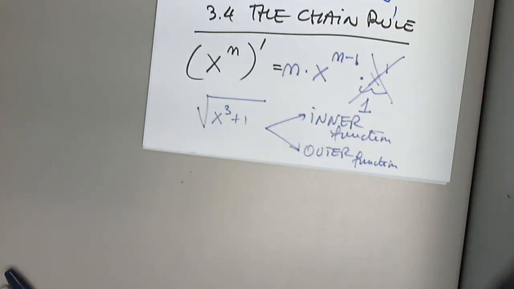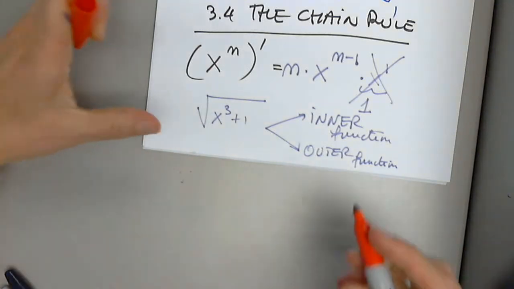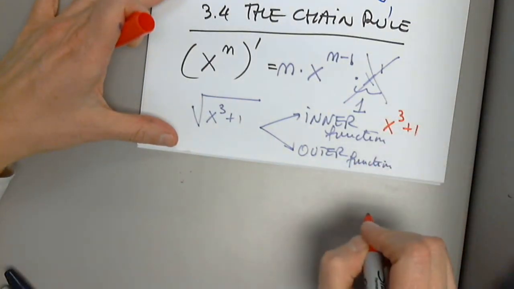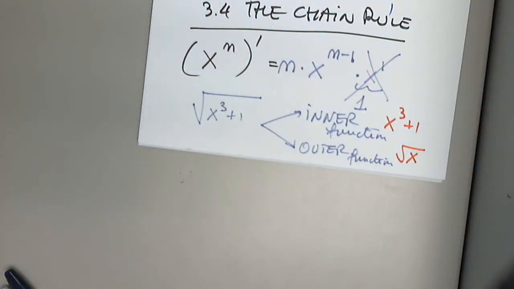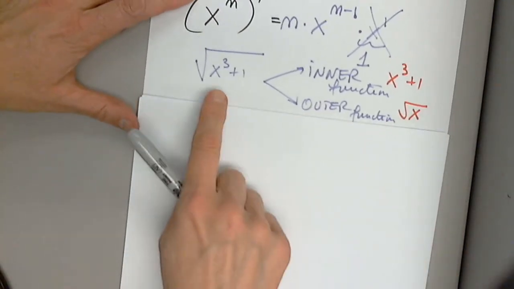Why do I need this? This is function decomposition. The inner function is x cubed plus 1, and the outer function is the square root of x. Why do I need to even mention this before I talk about the chain rule? This is crucial for the chain rule, because we are going to differentiate something like this, and we have to differentiate the outer function first times the inner function prime. So let's start. I'll come back to this in a moment.